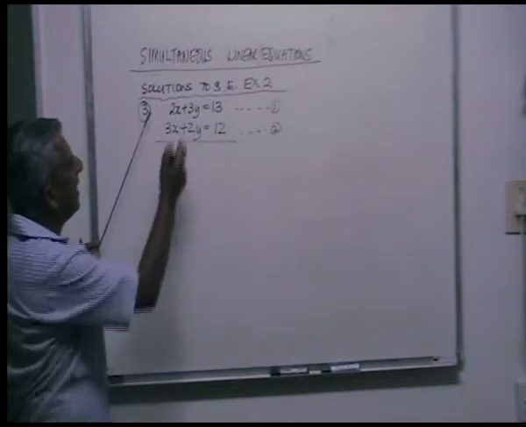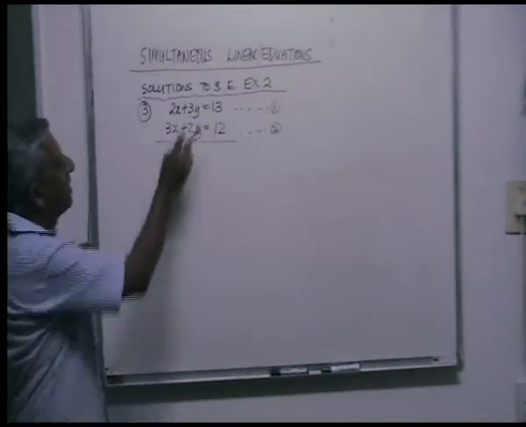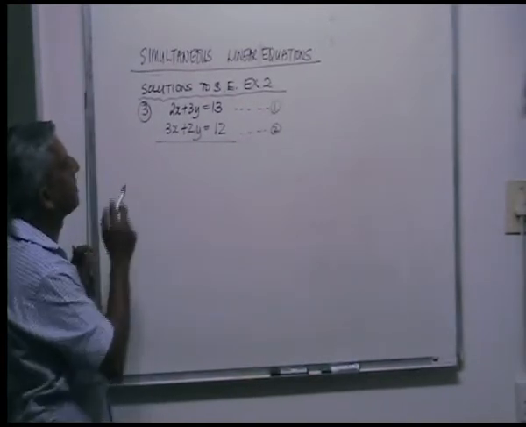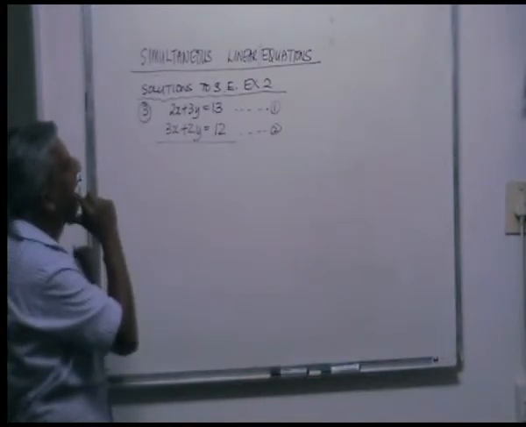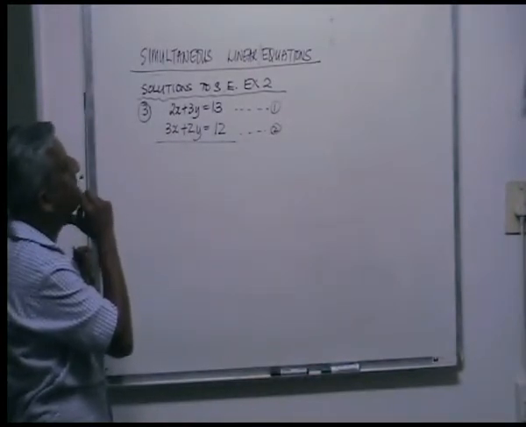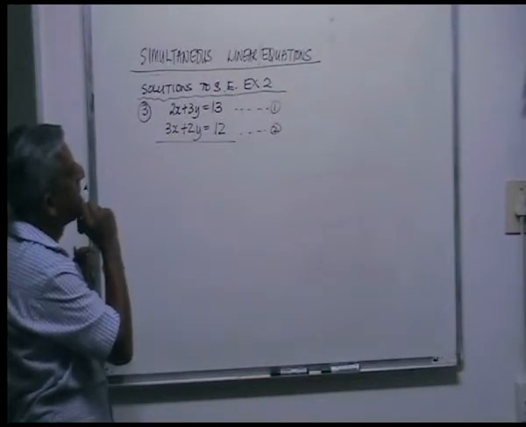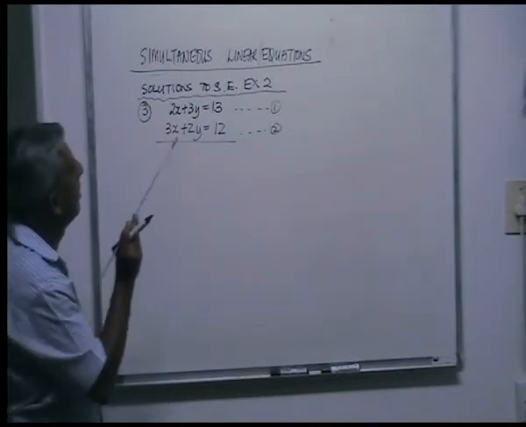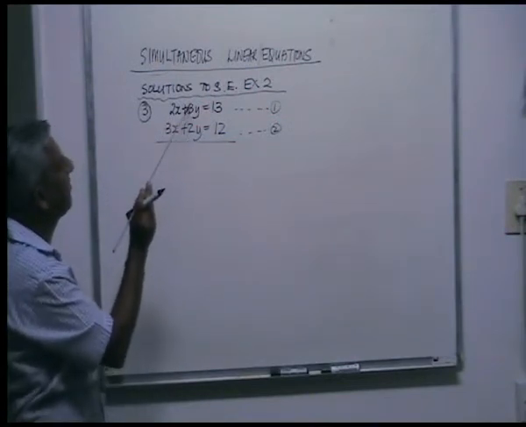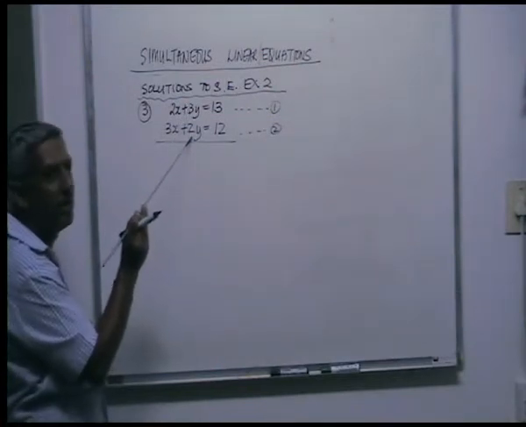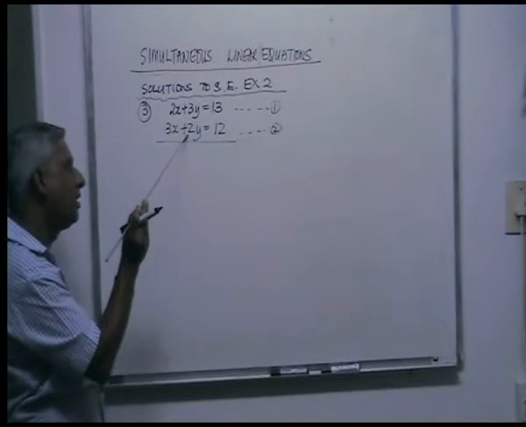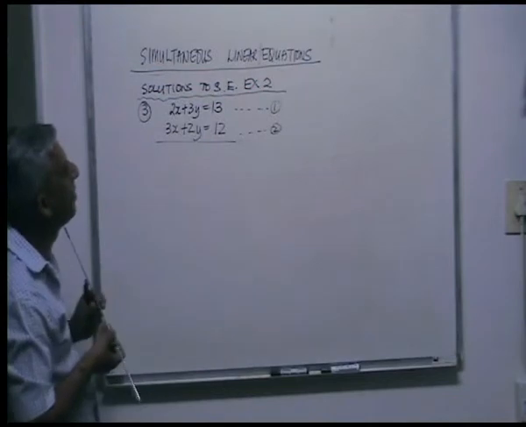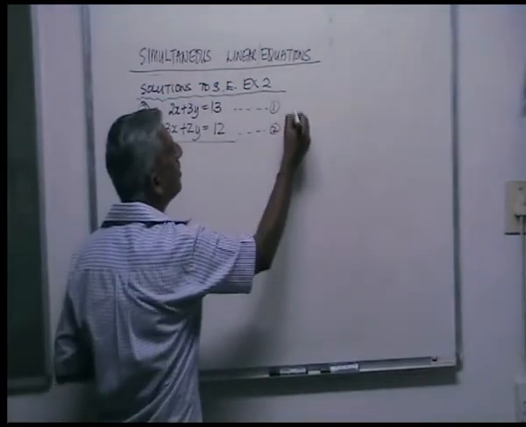Then next thing, can I add them? If I add them, I won't win, because I'll get 5y. If I subtract them, I'll still have y. So I must multiply 1 and then add, or multiply 1 and then subtract. Well, even if I try that, I'll have a problem. You see, all these numbers are different. If I had 4 there, I could multiply only this one, make it 4, and that 4 and this 4 will work. But all these are different. So I have to multiply both.